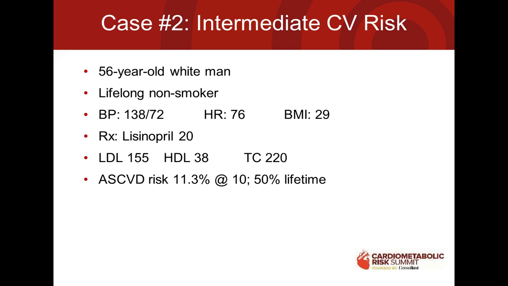So case number 2 is a 56-year-old man, lifelong non-smoker. He also has some hypertension that's sort of marginally controlled. His total cholesterol is 220, his LDL is 155, and his ASCVD risk, if you plug it into our calculator, is now 11.3 at 10 years. So that makes him intermediate risk.